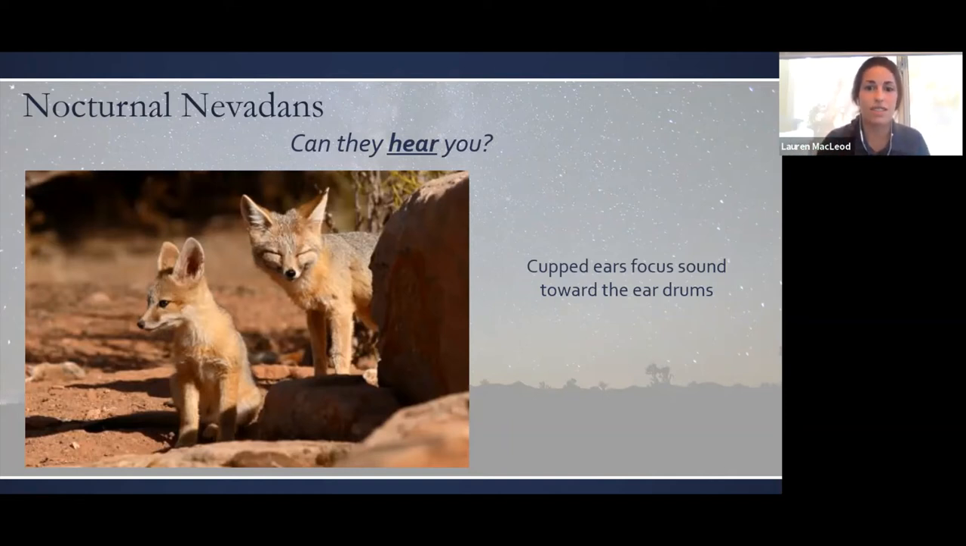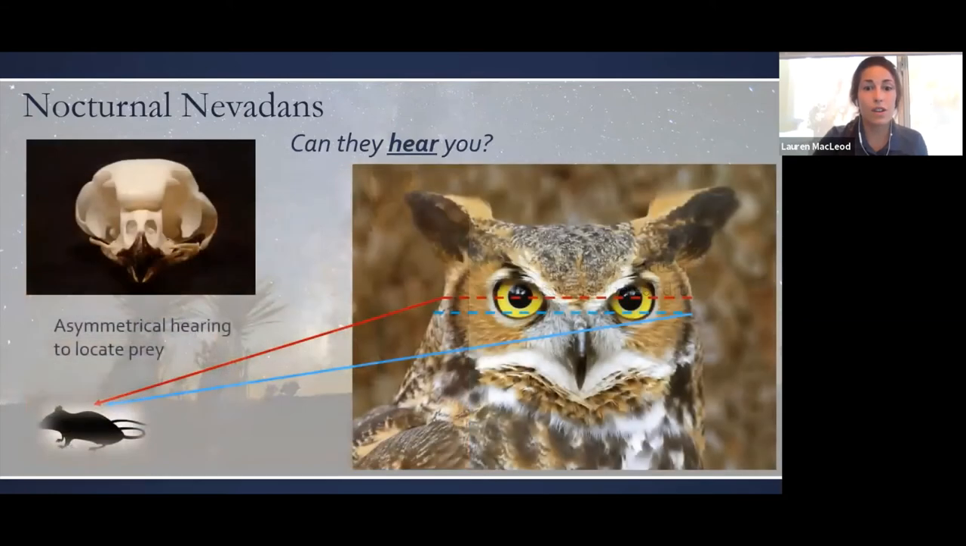Another way some animals can hear is through what's called asymmetrical hearing. So many owls have asymmetrical hearing, which is essentially a way for them to hear their location of prey. So you'll see this great horned owl, their right ear is a little bit higher than their left ear. So their right ear here, and then their left ear here.